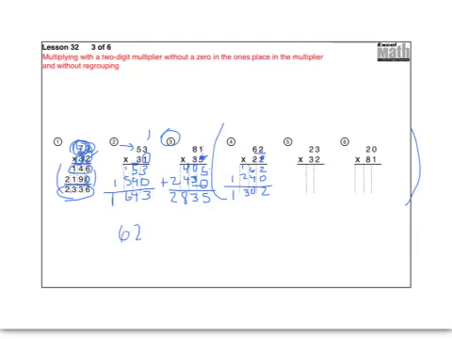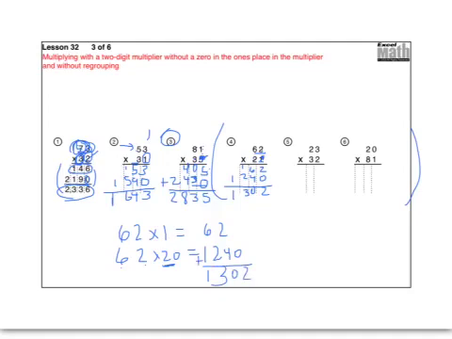We're really multiplying 62 times 1, and then 62 times 20. We're putting those together. So 62 times 1 is obviously 62. 62 times 2 is 124, but this is times 20, so it's 124 with a 0 on the end, 1,240. When I add those together, I still get the 1,302.